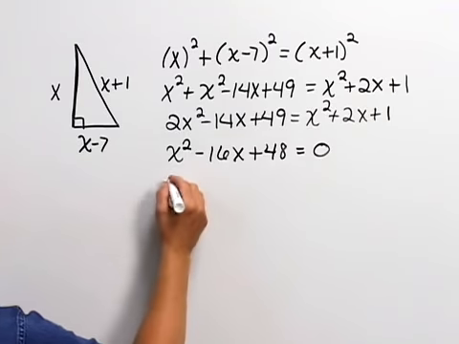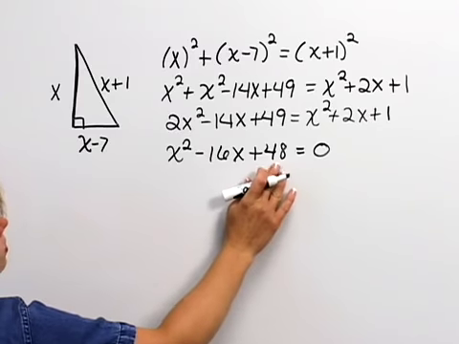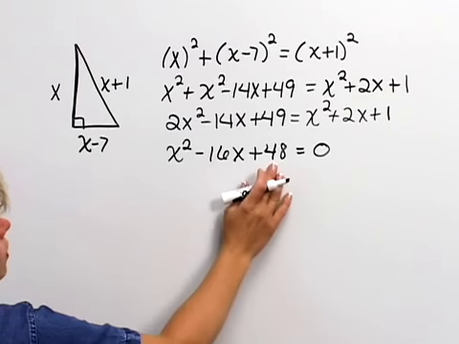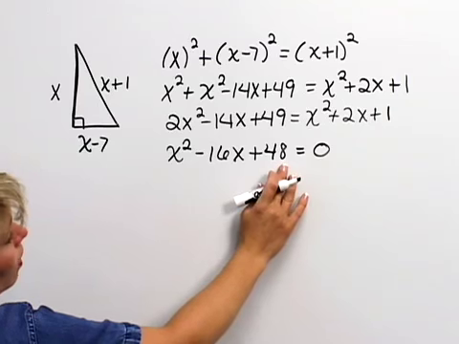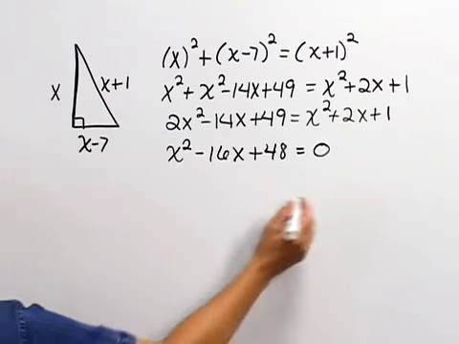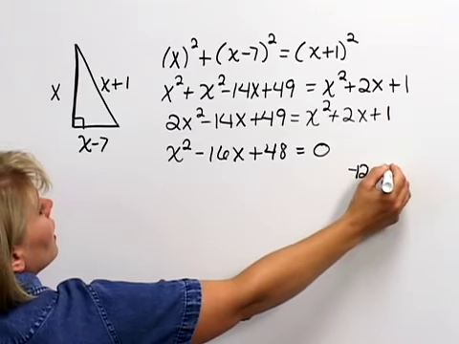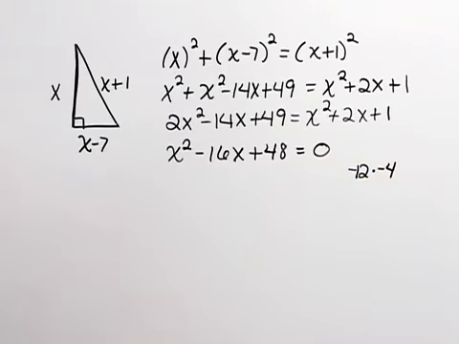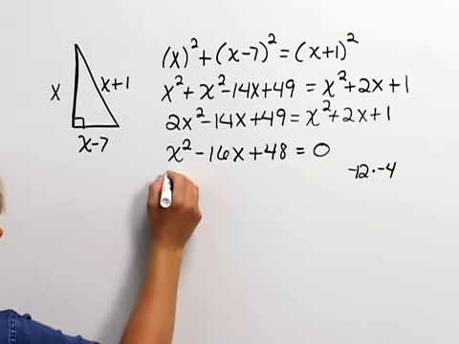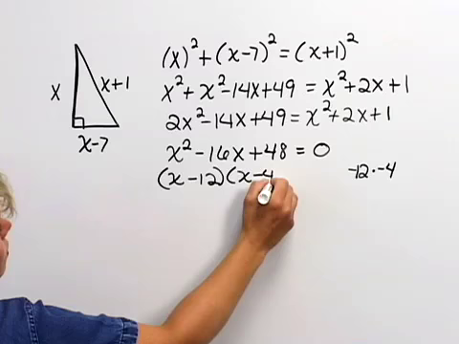Now we just need to factor it. Since there are 3 terms and the leading coefficient is 1, we can look for factors of 48 that would add up to negative 16. I noticed that 48 is 4 times 12, and 4 plus 12 is 16. But we don't want a positive 16, we want a negative 16. So notice that negative 12 times negative 4 is positive 48, and if you were to add these two factors together, you'd get negative 16. So this will factor into (x minus 12) times (x minus 4).